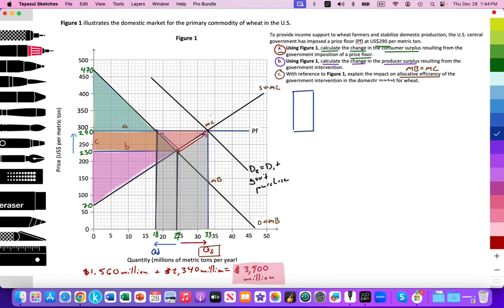Okay, and we can see that the height is 290, and the base here is between 33 and 18. So I need to subtract that and I'll get the value there. So I'll do base times height.